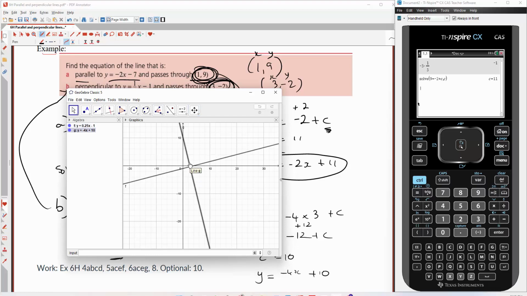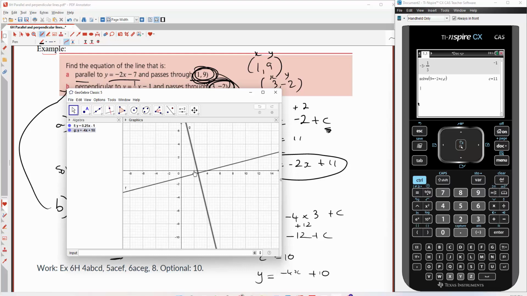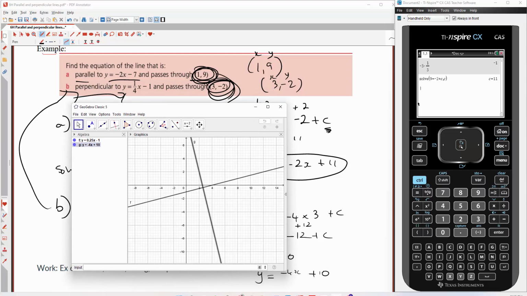And we can see pretty clearly, I'm pretty sure that's at right angles too, so that looks good. And it also needs to go through the point (3, -2). So when x is equal to 3, y should equal -2, and it does go through that point there. So we can see here that that equation there fulfills the requirements of the question.